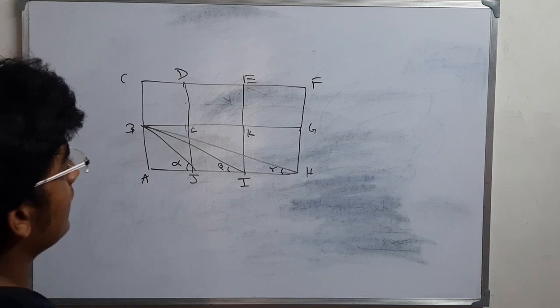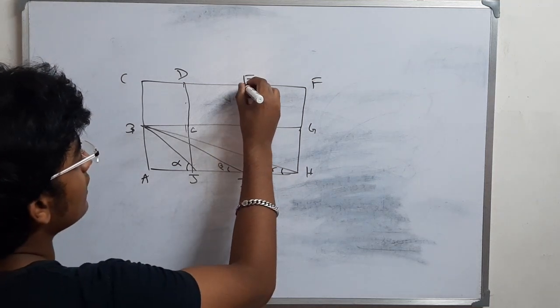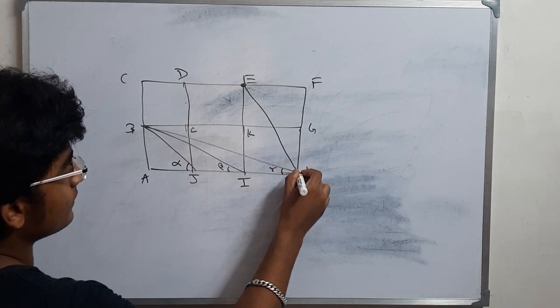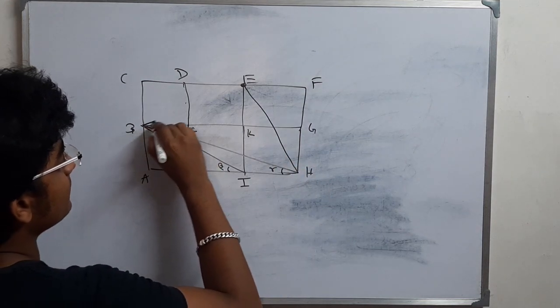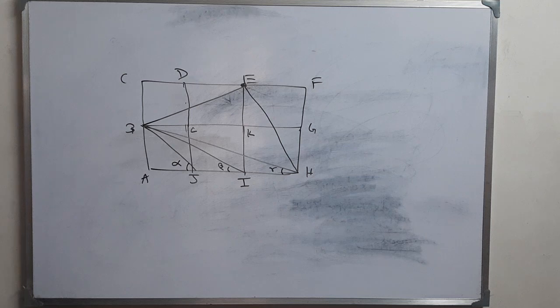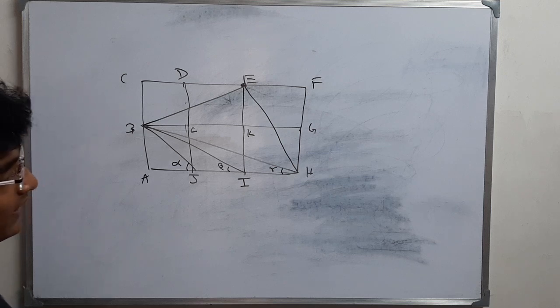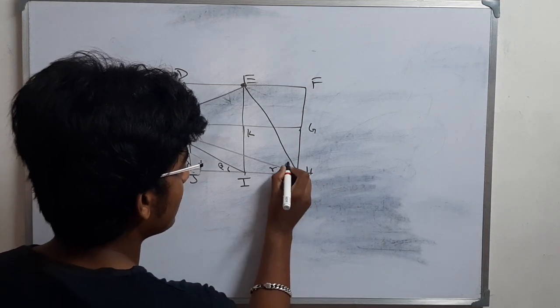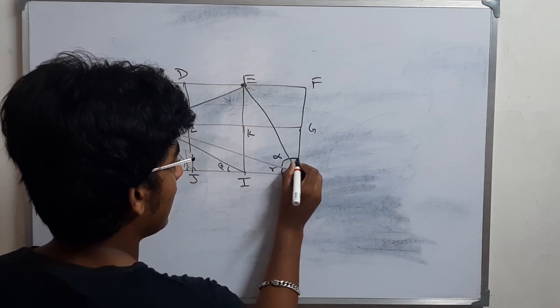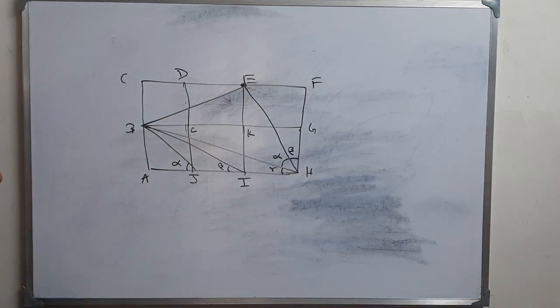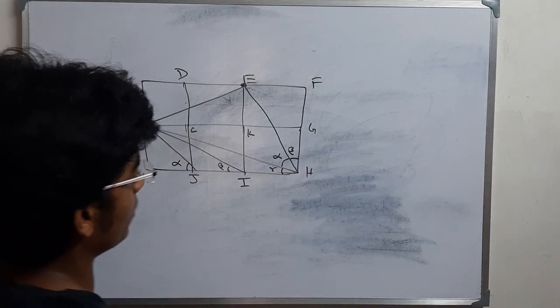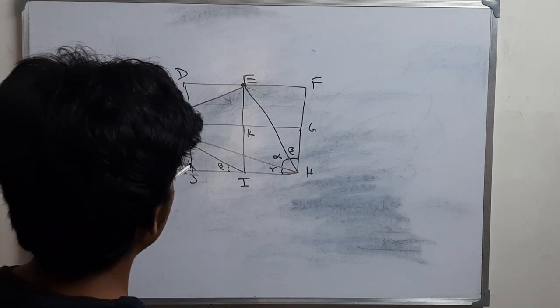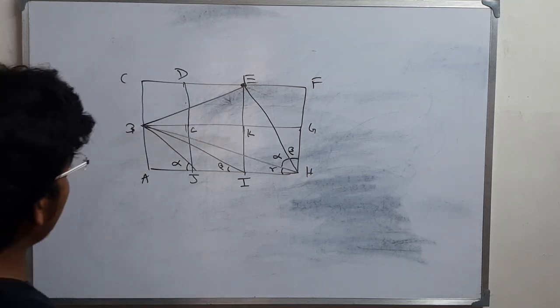Then let us join this vertex to this one and to this one. Now let us analyze the problem. One thing we can easily do is prove that this angle is alpha and this angle is beta. If this is possible, then it would easily lead us to the solution.